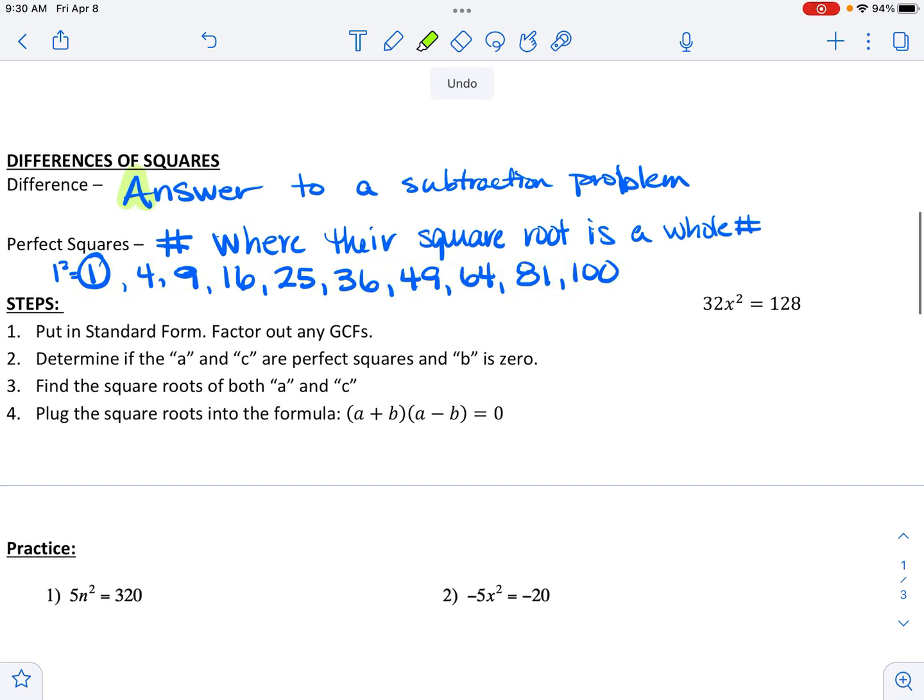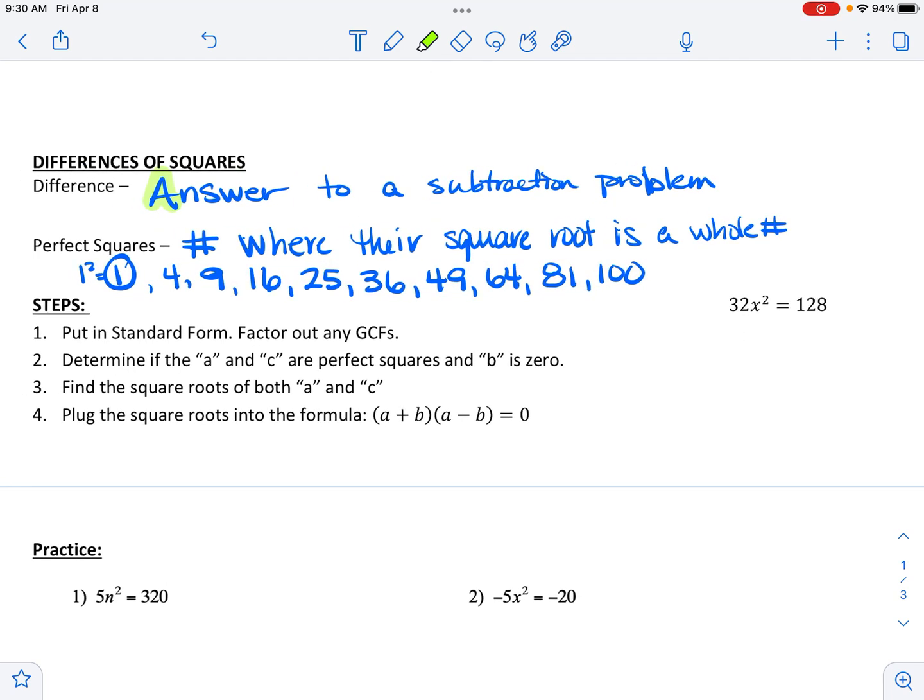In order to do problems like this, the first thing we're going to do is put it in standard form and factor out any greatest common factors. So I'm going to move my 128 to the left, so I have 32x squared minus 128 equals 0. One of the things that's important to notice is that these are called differences of squares problems, so there has to be subtraction going on between our numbers. So keep that in mind.